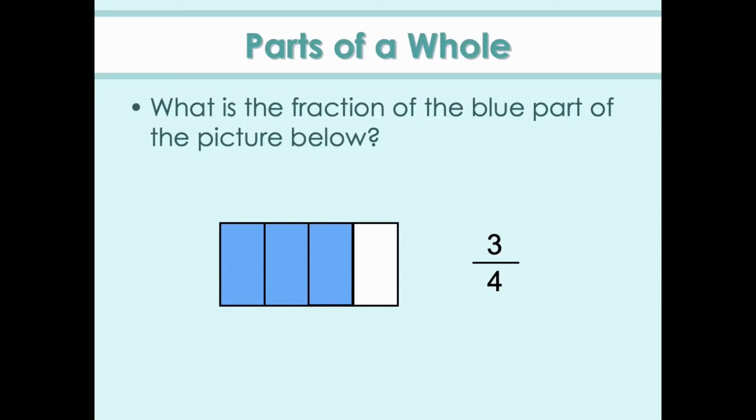If we have 3 parts shaded, what is the fraction? It's 3/4. If we have 4 parts shaded, what is the fraction? It is 4/4 because all 4 parts are shaded. 4/4 is equal to 1 whole.